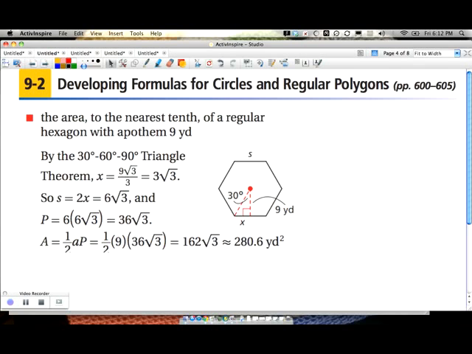Alright, here we go with the second part of this review video on section 9.1, which is looking at circles and regular polygons. Right now we are going to be focusing on the regular polygons part. Remember that regular means all sides and angles are congruent. That's the key thing that we're looking at. And polygons just means that we're looking at a multiple-sided shape.